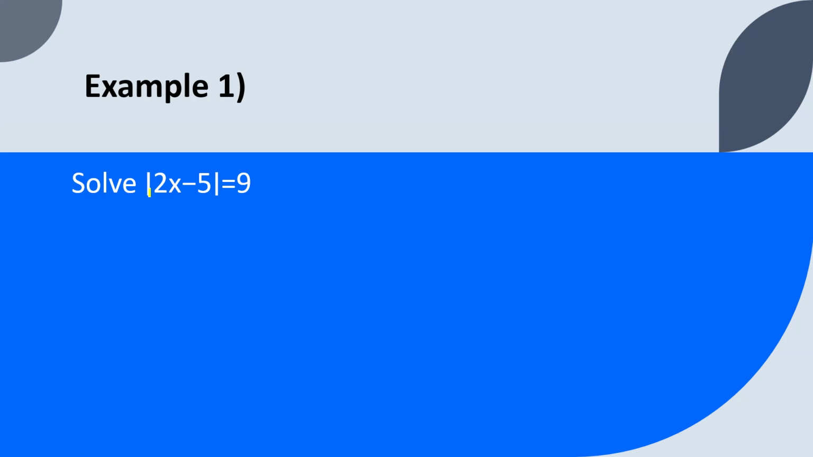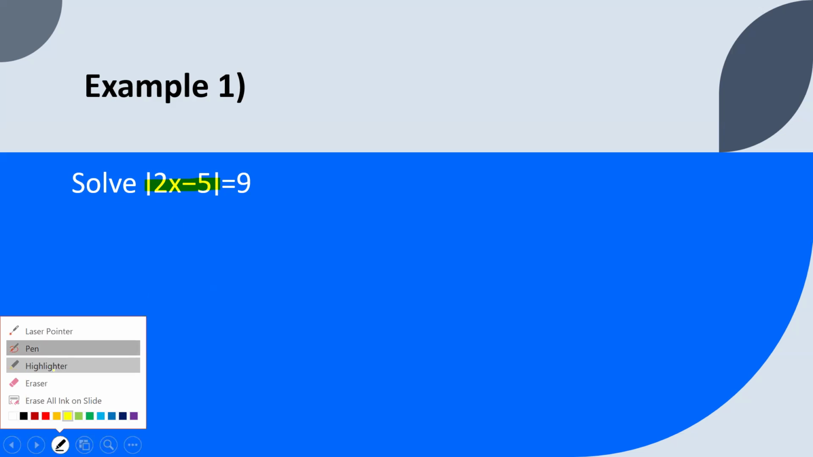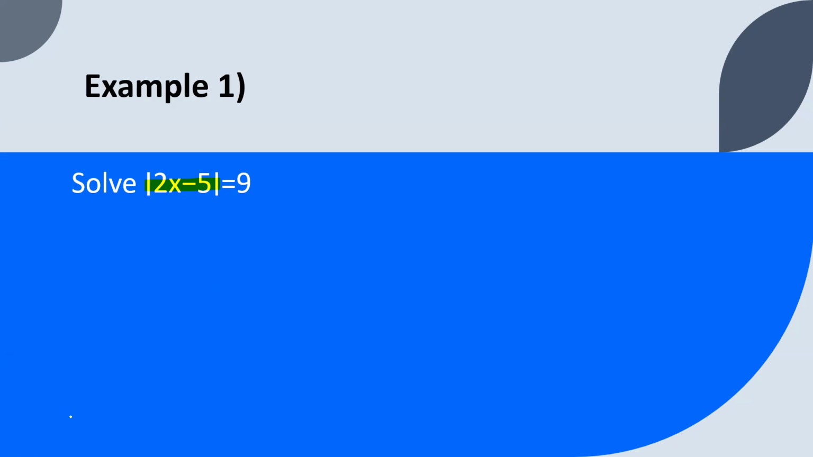Okay? Step one says to isolate, meaning that you want to make sure that your absolute value is on a side by itself. Is our absolute value isolated? Yes or no? Yes, it is. There's nothing there.